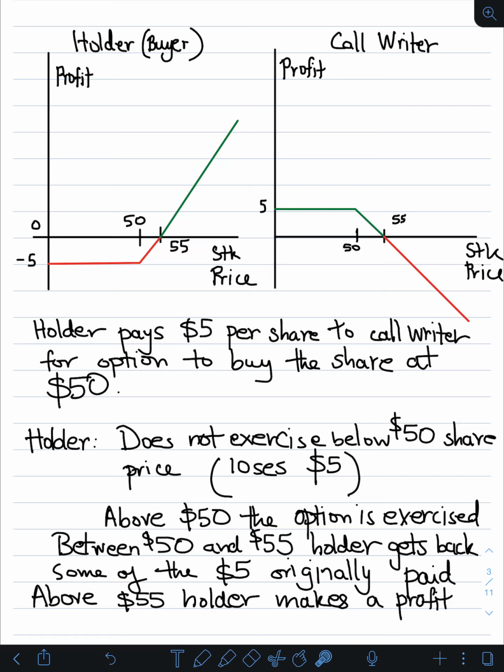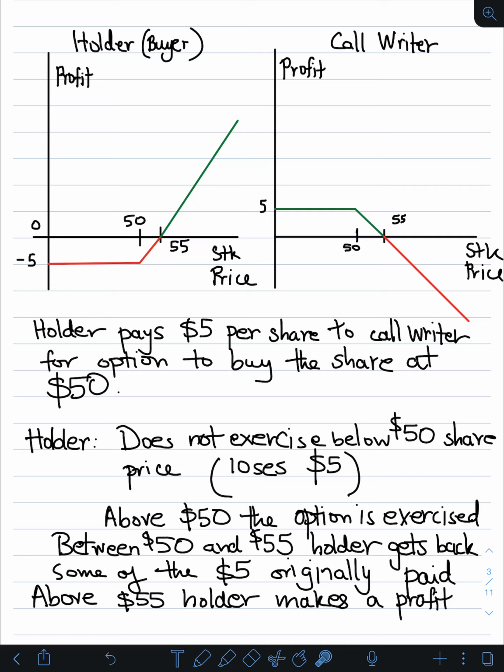If the stock price is below 50, let's say it's 45, you will not exercise the option and buy that stock at 50, because you can go to the market and buy it at 45 rather than 50. At that point, you've basically lost that $5 you've paid. You chose not to exercise the option and you let the option expire. And you still bought your stock at 45. That was a lower price in the market.